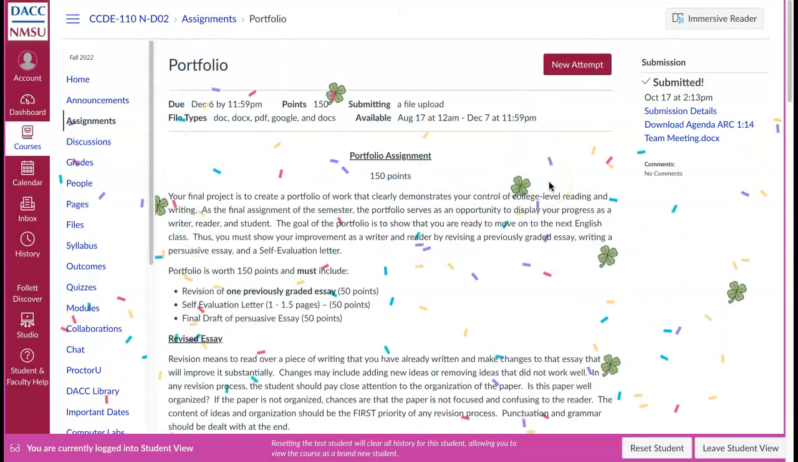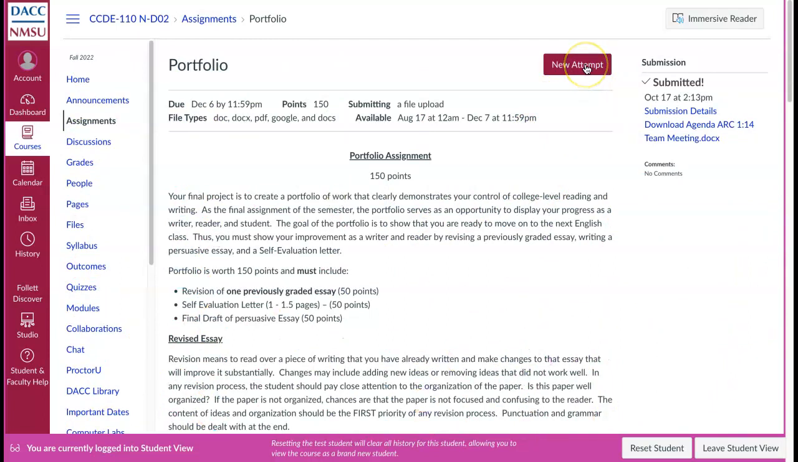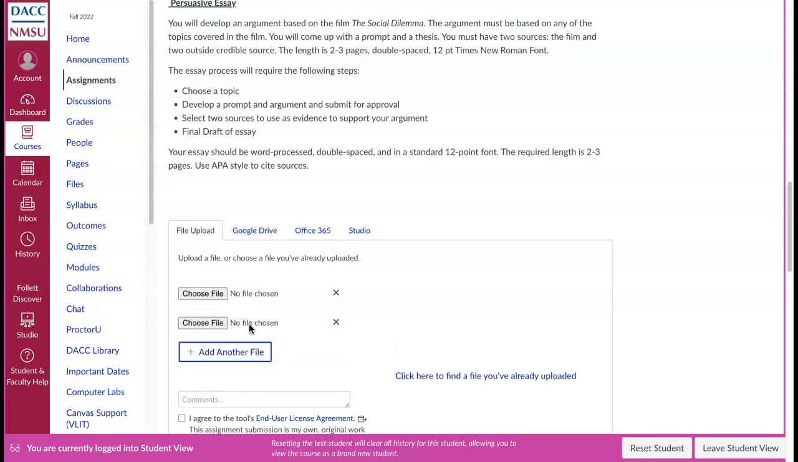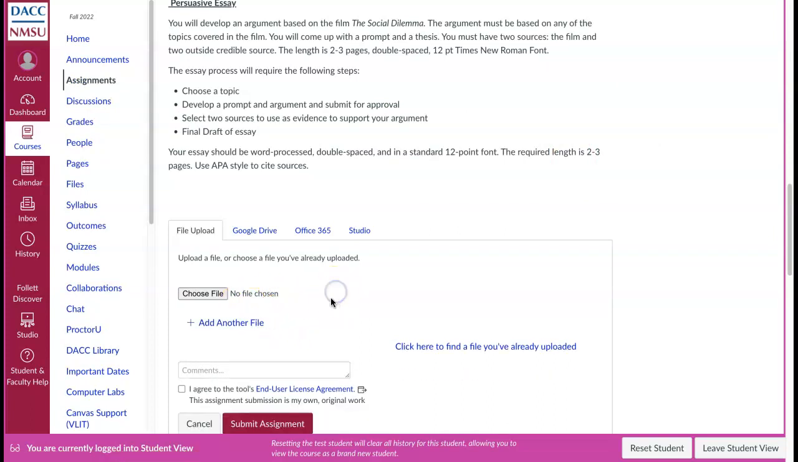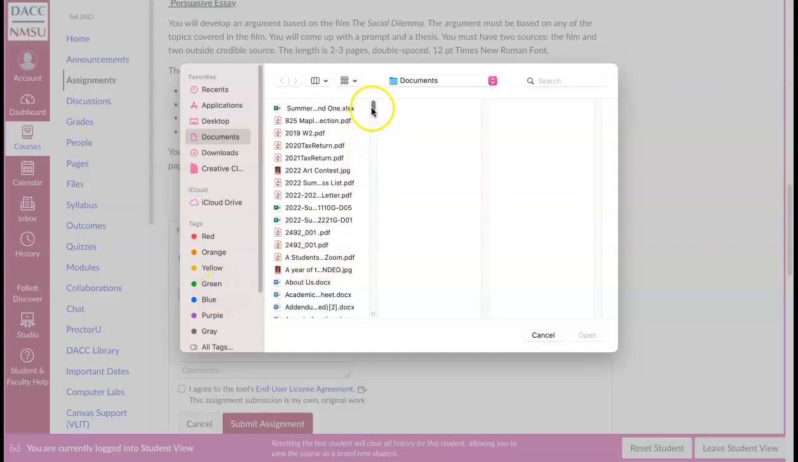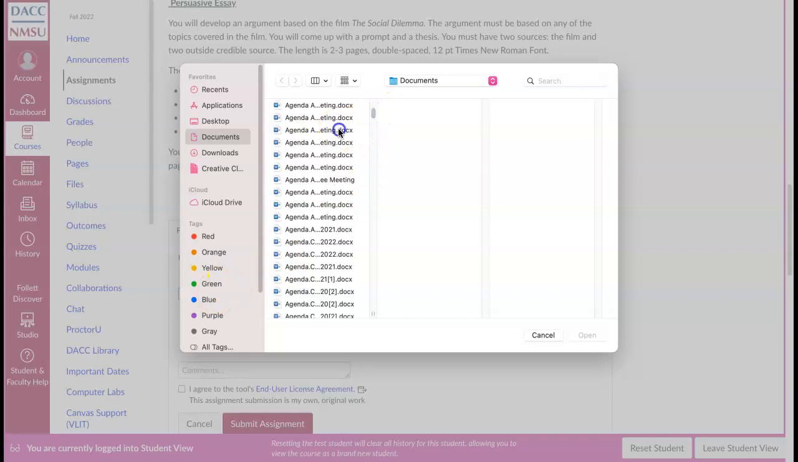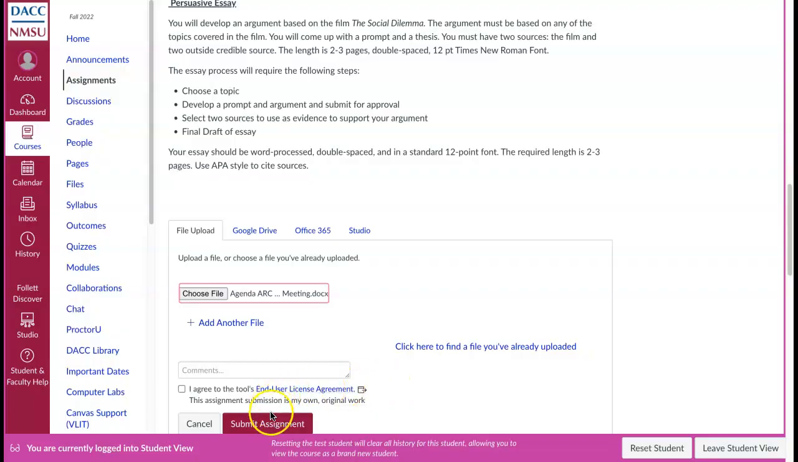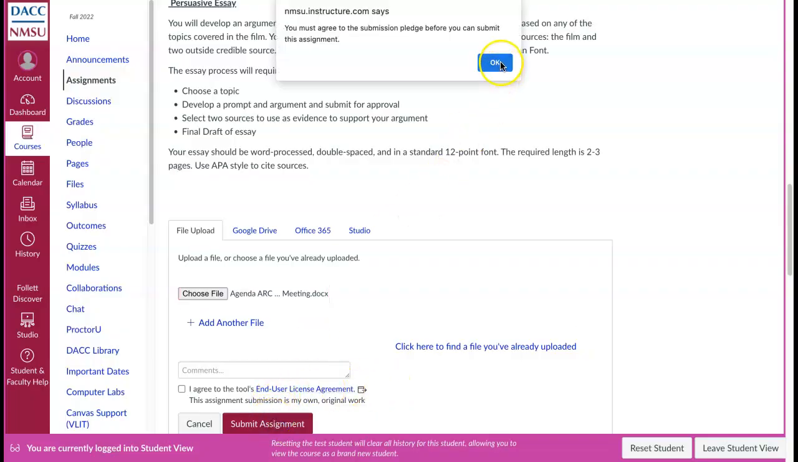It'll give you this, right? Now, notice how it has the file I submitted right here. However, let's pretend this is my letter, and then the next day I finish my revised essay and I want to go ahead and submit it. So I'm going to choose a file, and I'm going to submit my agenda from March 18th. And I'm going to click on Submit Assignment.